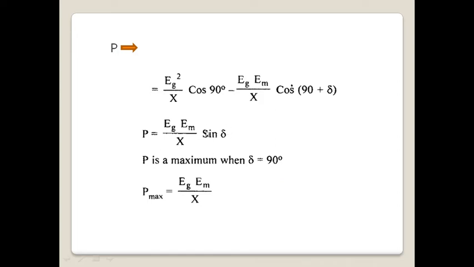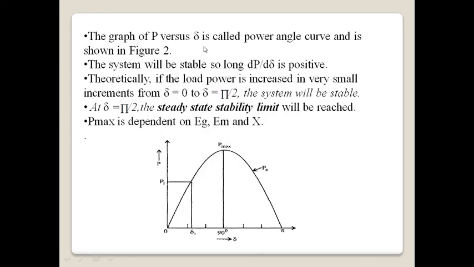So that means from 0 it is increasing, and at 90 degrees it is maximum, then it is decreasing. So P max can be written as Eg into Em by X because sin 90 is 1. The graph of P versus del is called the power angle curve and is shown in figure 2. At 0 it is 0, at 90 degrees it is maximum. P is equal to Eg into Em by X into sine of del. Sine 0 is 0 and at sine 90 it is maximum.